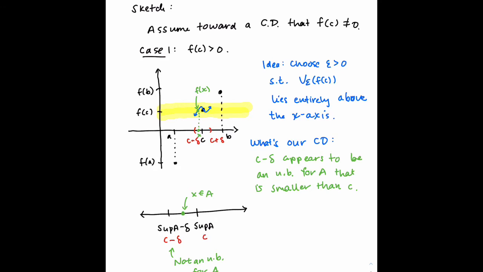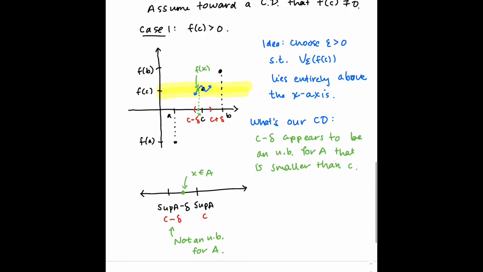However, if you notice, that x is in the delta neighborhood. And because that x is in the delta neighborhood, f of x has to end up in the epsilon band, which is a positive value. So how am I going to get x to be in A? Because remember, the x's in A have to evaluate to be negative numbers.